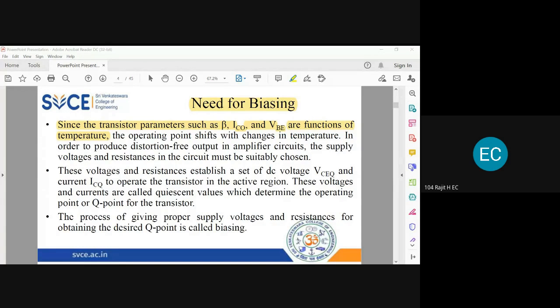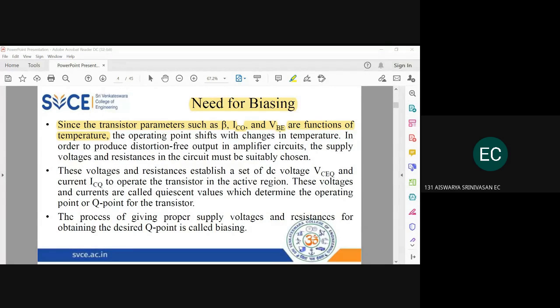Anybody else? Alpha by 1 minus alpha. Then I will ask you what is alpha. The best way to escape from the next question is by telling the direct expression for beta. Gain or amplification factor, sir? Beta is current gain or amplification factor. Very good, accepted. What is the formula for beta?